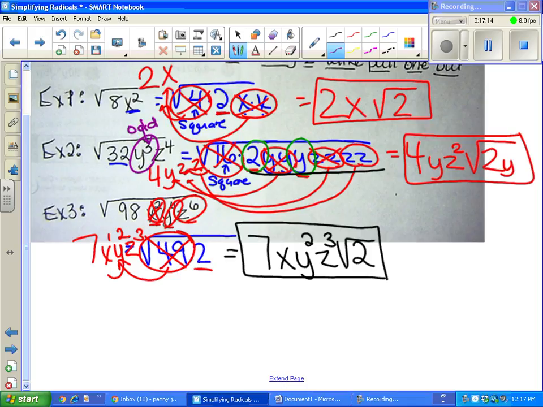So if I have an odd number, notice that in my answer, that odd extra y was still under the square root. So odds are going to leave you with something under their square root. But if it's an even number of x's, like the first one had an even x, all of those came out and there was nothing left underneath. So that's the end of the lesson on simplifying radicals.